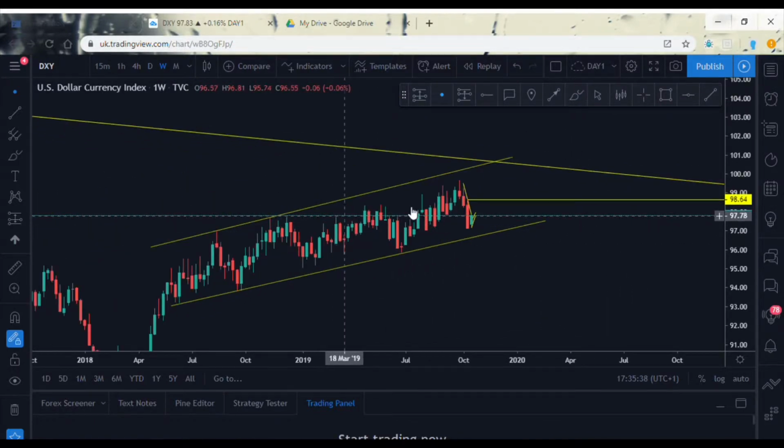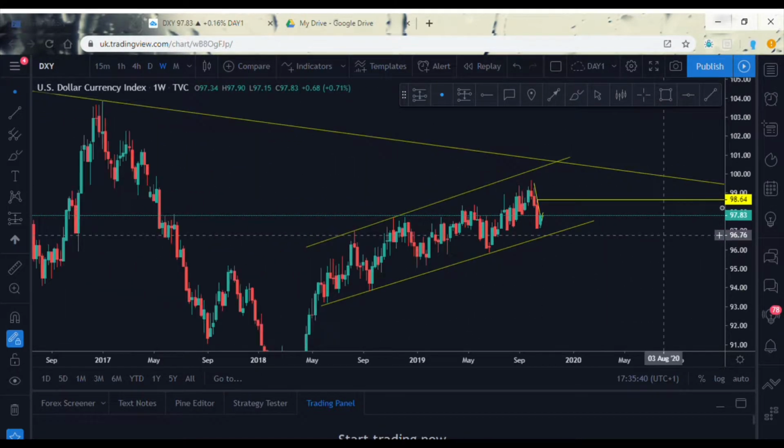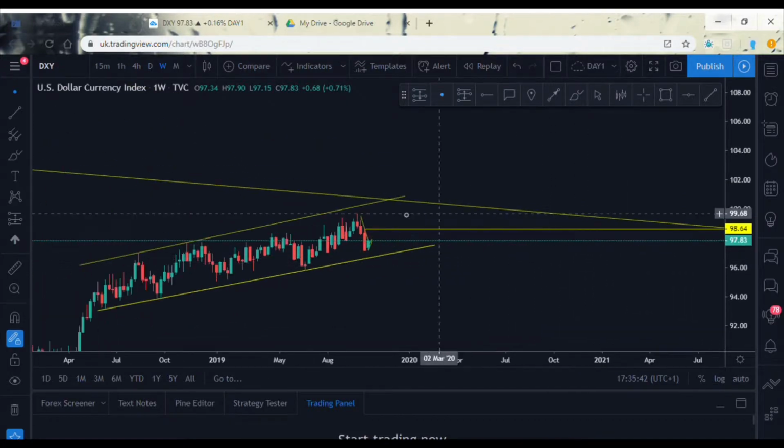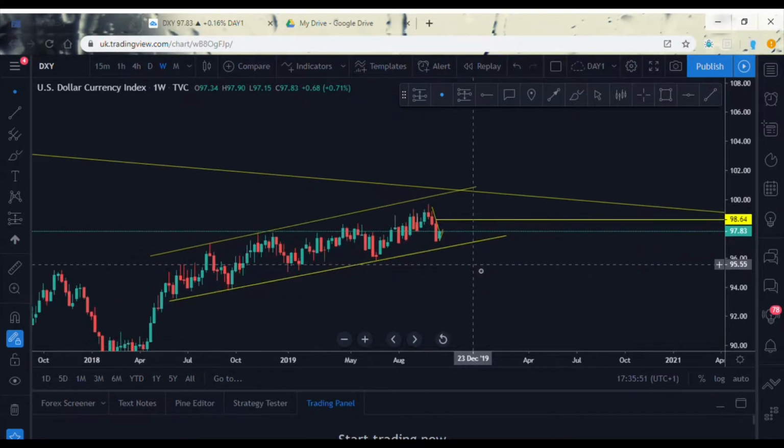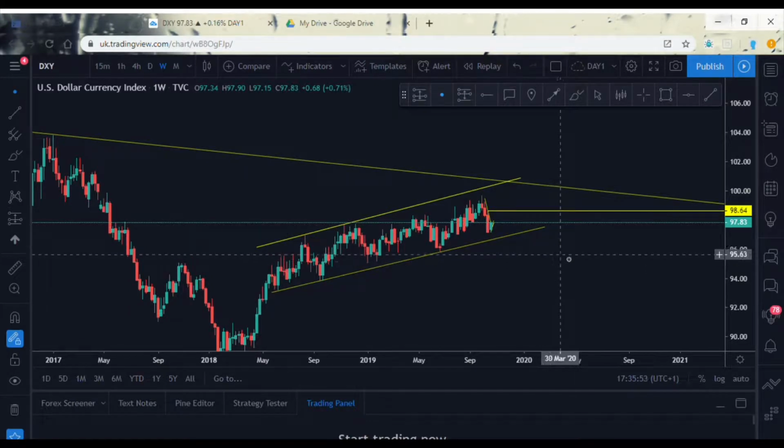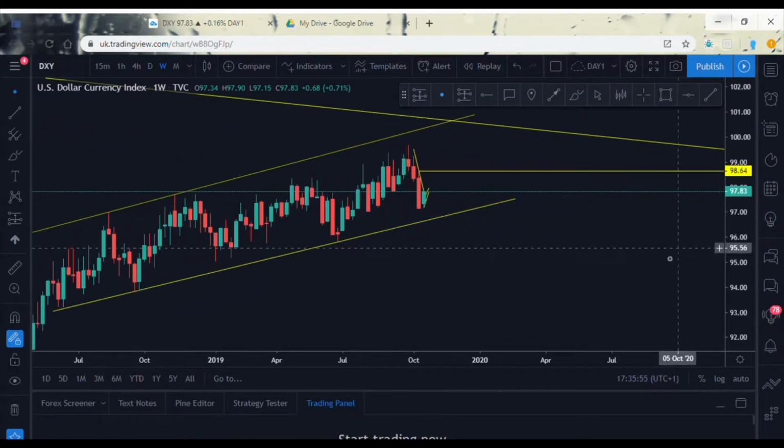We could clearly see that this is an ascending pattern, so we're looking for more downside on this pair. People did get involved with some great trades on this dollar weakness. The dollar index is simply a representation of the dollar and the strength of the dollar compared to all major pairs. So basically, I was looking at this.